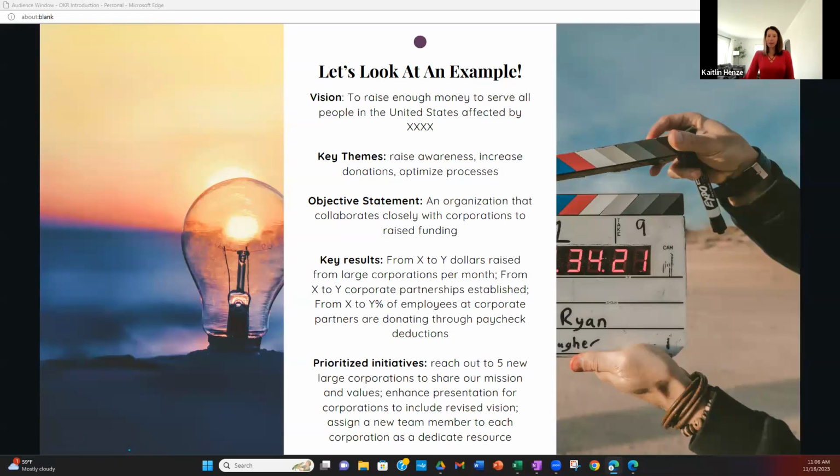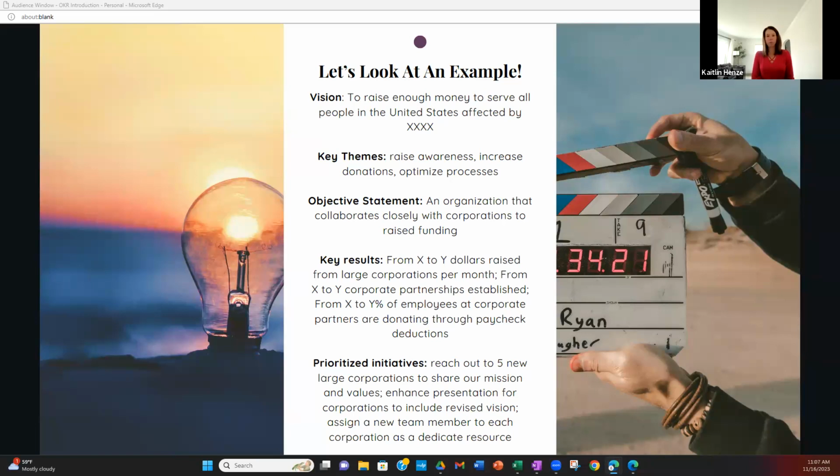I will give you a brief example to help illustrate this. Say we have a company that has a vision of raising enough money to serve all people in the United States affected by a certain cause. Some key themes that might relate to that vision statement are raising awareness, increasing donations, and optimizing processes. Those can all be pulled back into the people, process, profit three pillars I had mentioned before, or they might just be additional key themes that you end up going after.